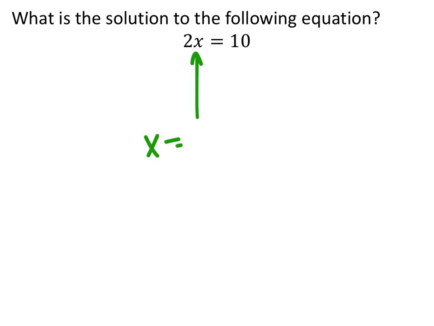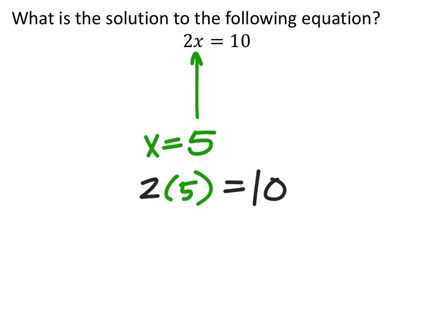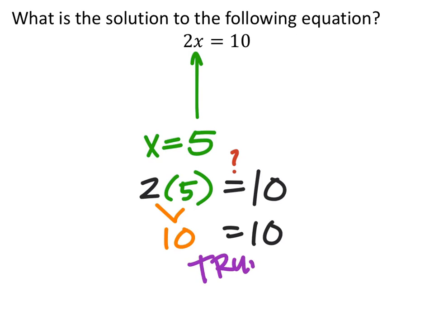If I replace the x with 5, then I should get a true statement, right? Because 2 times 5, does that equal 10? Well, let's find out. 2 times 5 is 10. So that equals 10. That's true. And again, now that I've confirmed that it is true, I see x equals 5 makes it a true statement. So therefore, it is the solution. It makes it true.